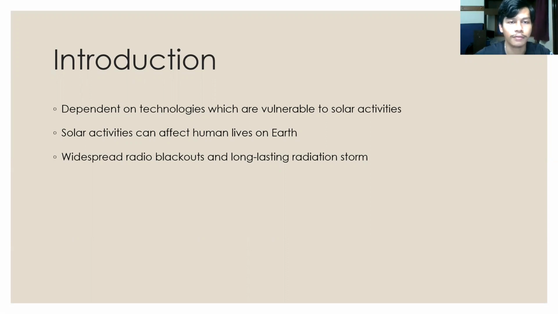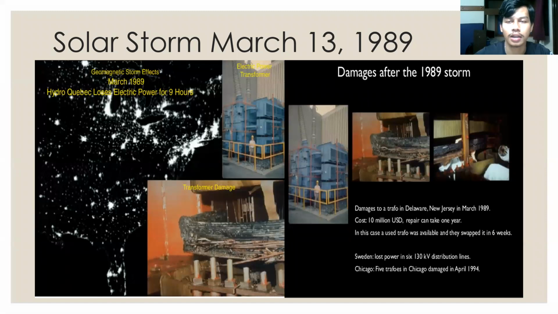Solar activities can affect human lives on Earth in many ways, such as widespread radio blackouts and long-lasting radiation storms. For example, the solar storm of March 13, 1989 caused transformer failure on power transmission lines in Quebec, Canada. 6 million people lost electrical power for 9 or more hours.